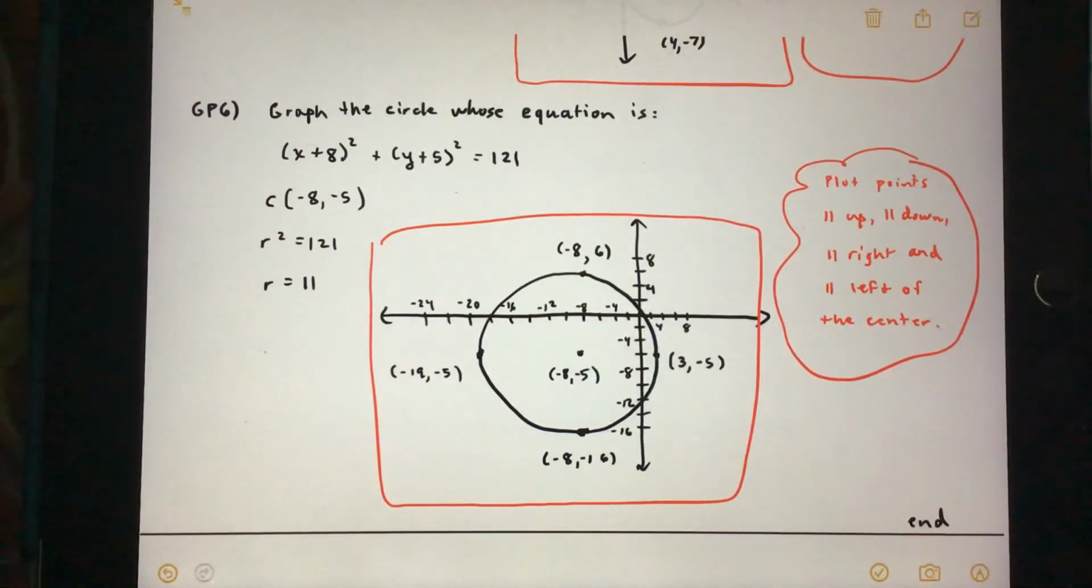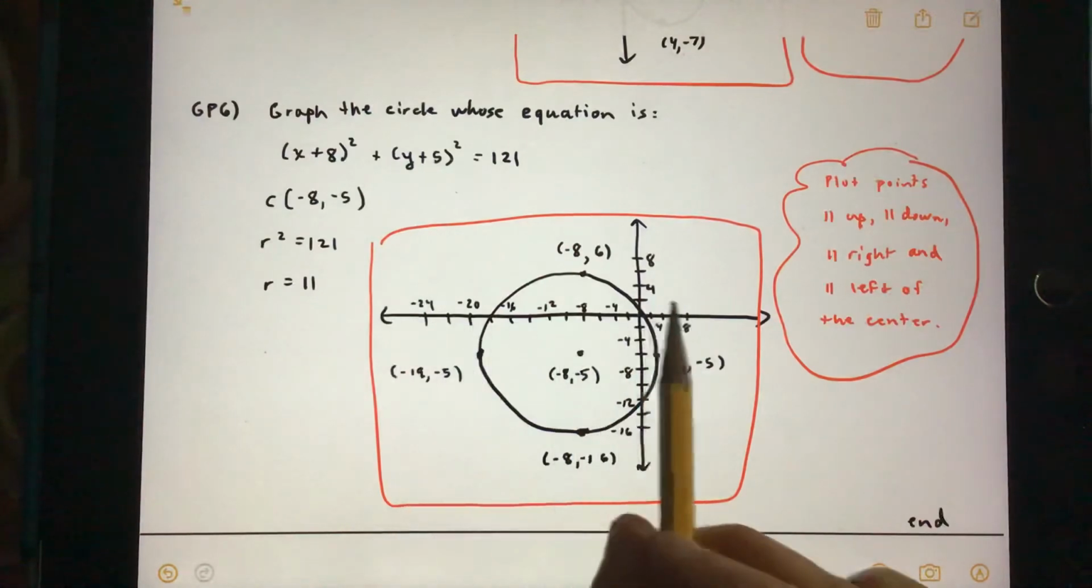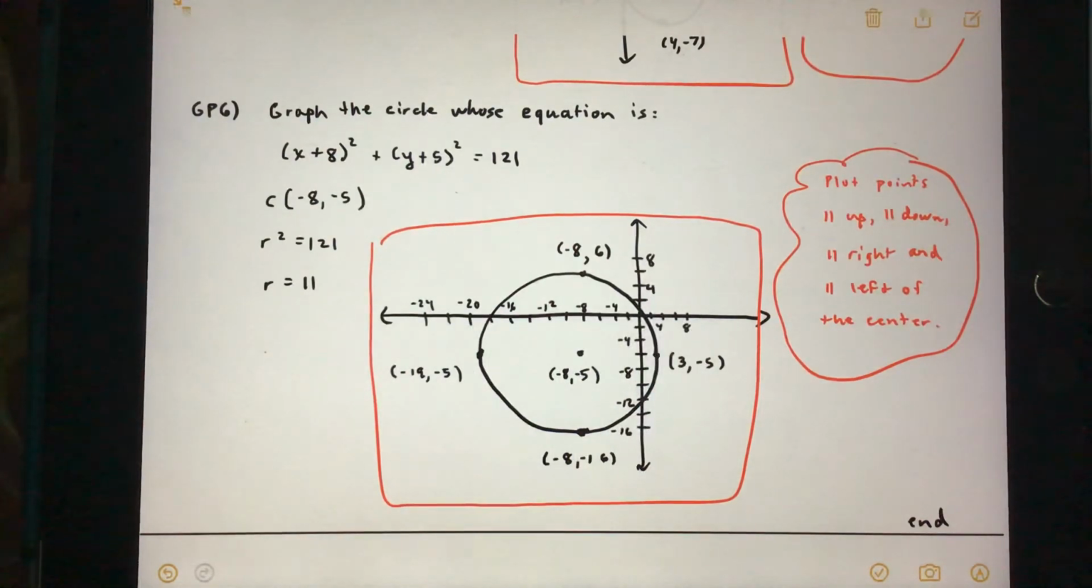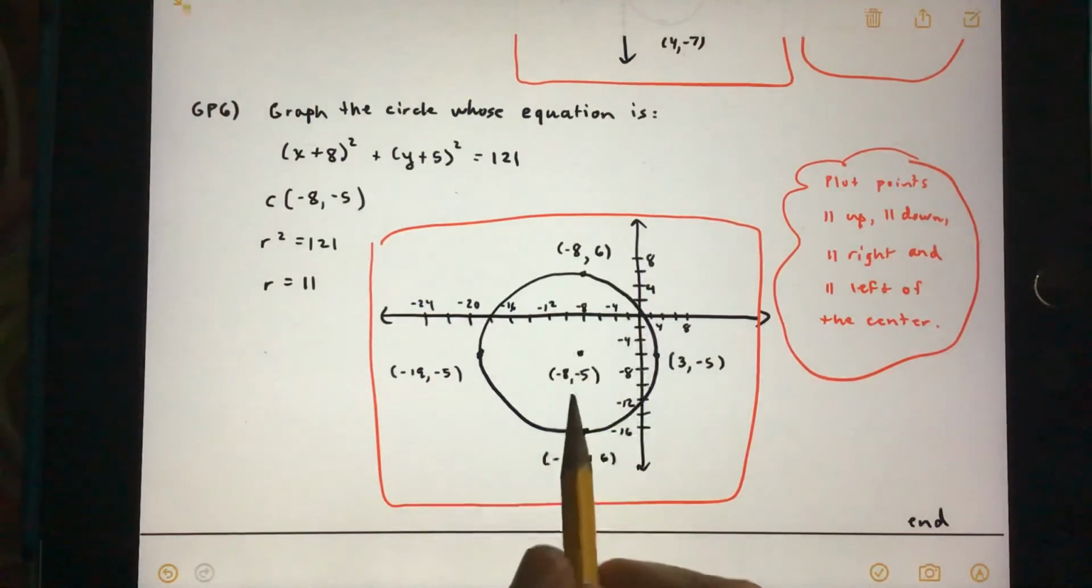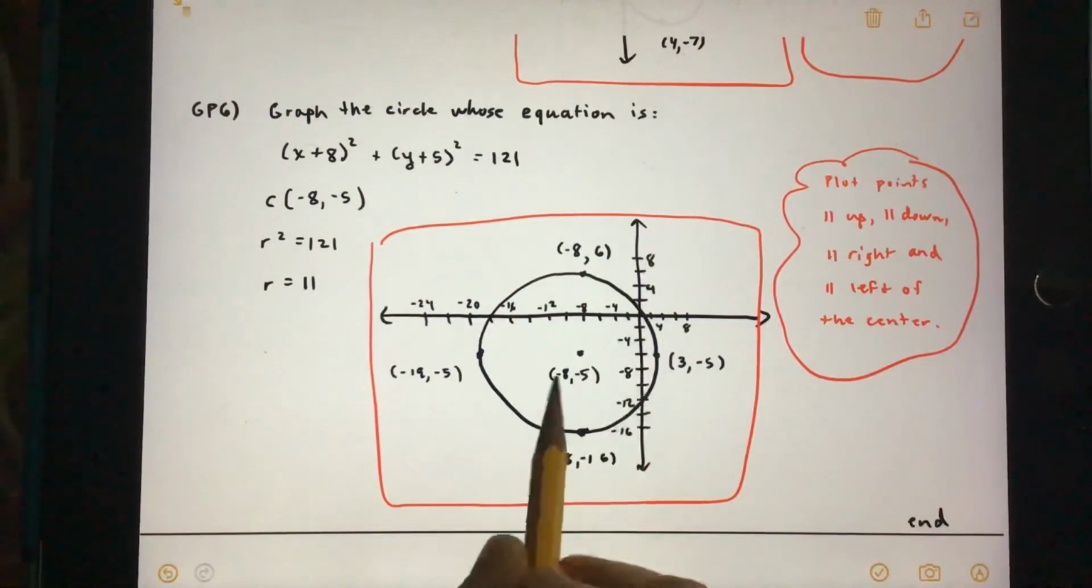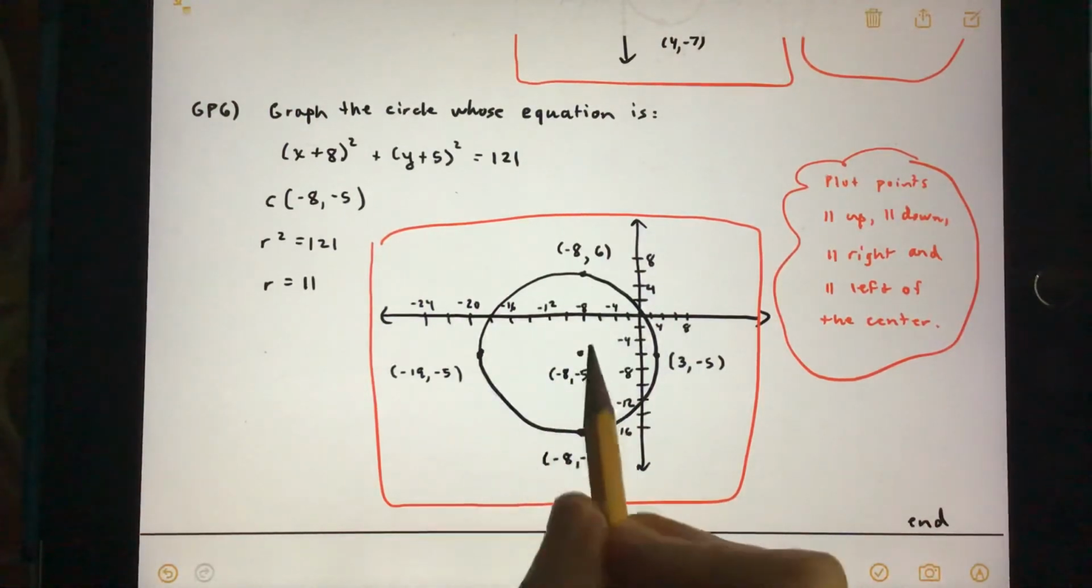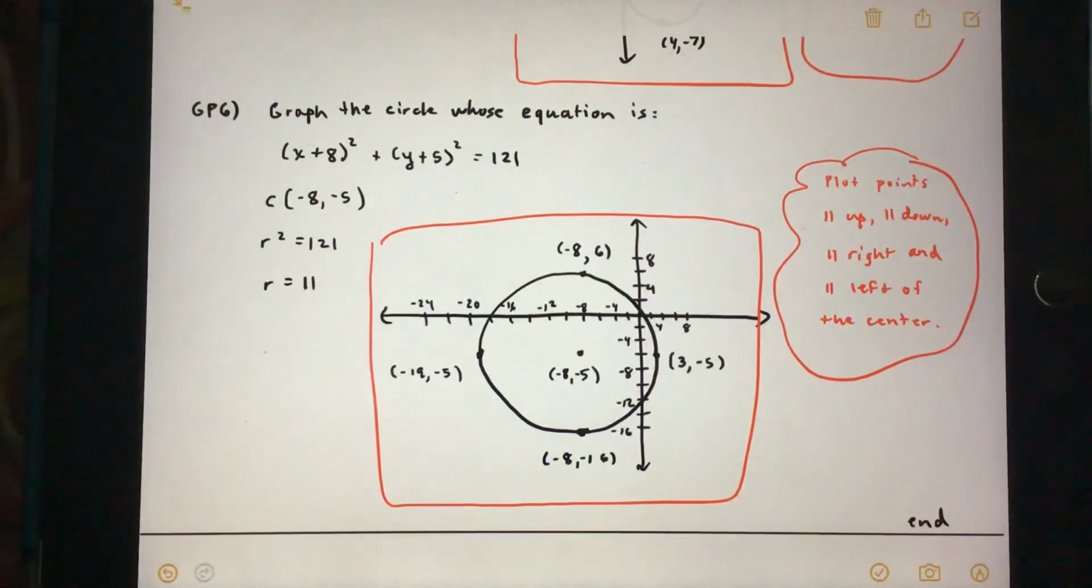The solution in your textbook will actually have the graph set up going by 3s. So I need to label what my marks are here. So I've marked every other one to show that every mark actually is a unit of 2. All right, so go to the left 8, down 5, and there's my center. I'm going to go to the right 11, up 11, to the left 11, down 11, plot those 4 points, and label them.